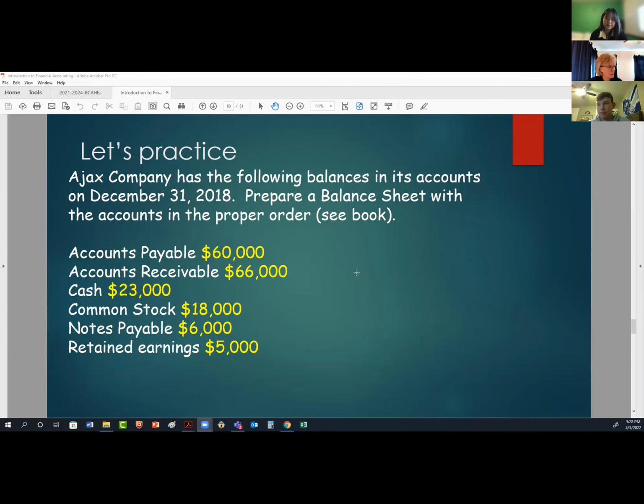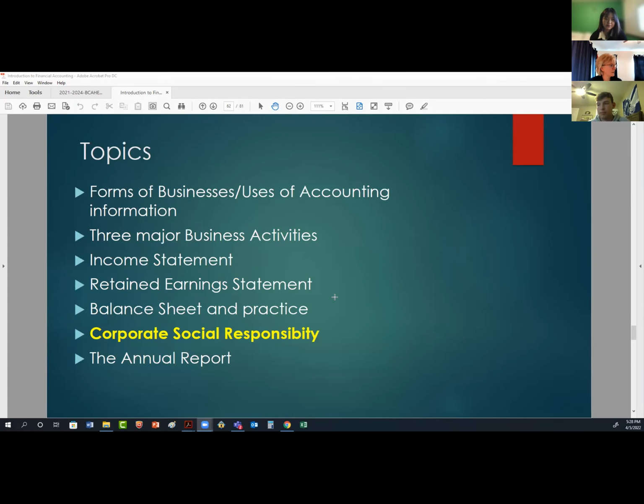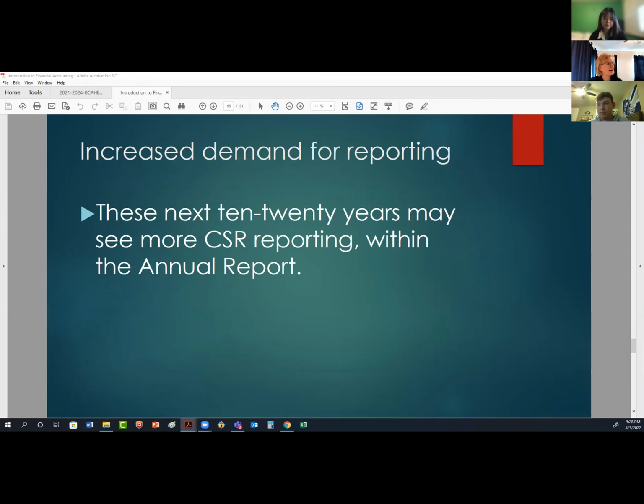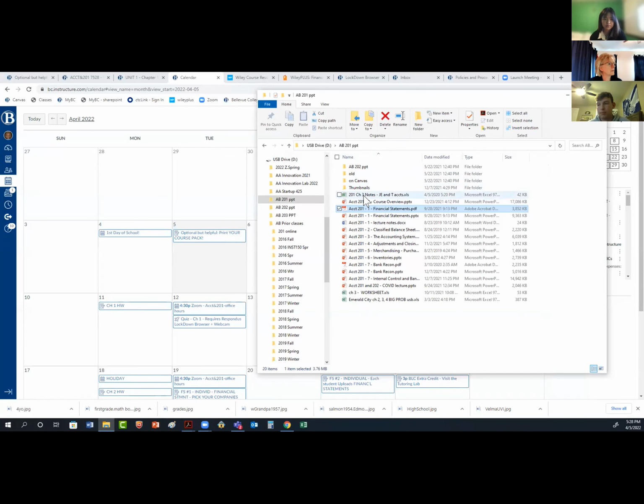And then prepare a balance sheet, and I'm not going to have you guys do that. And then corporate. Here's an example. Where did I put it?